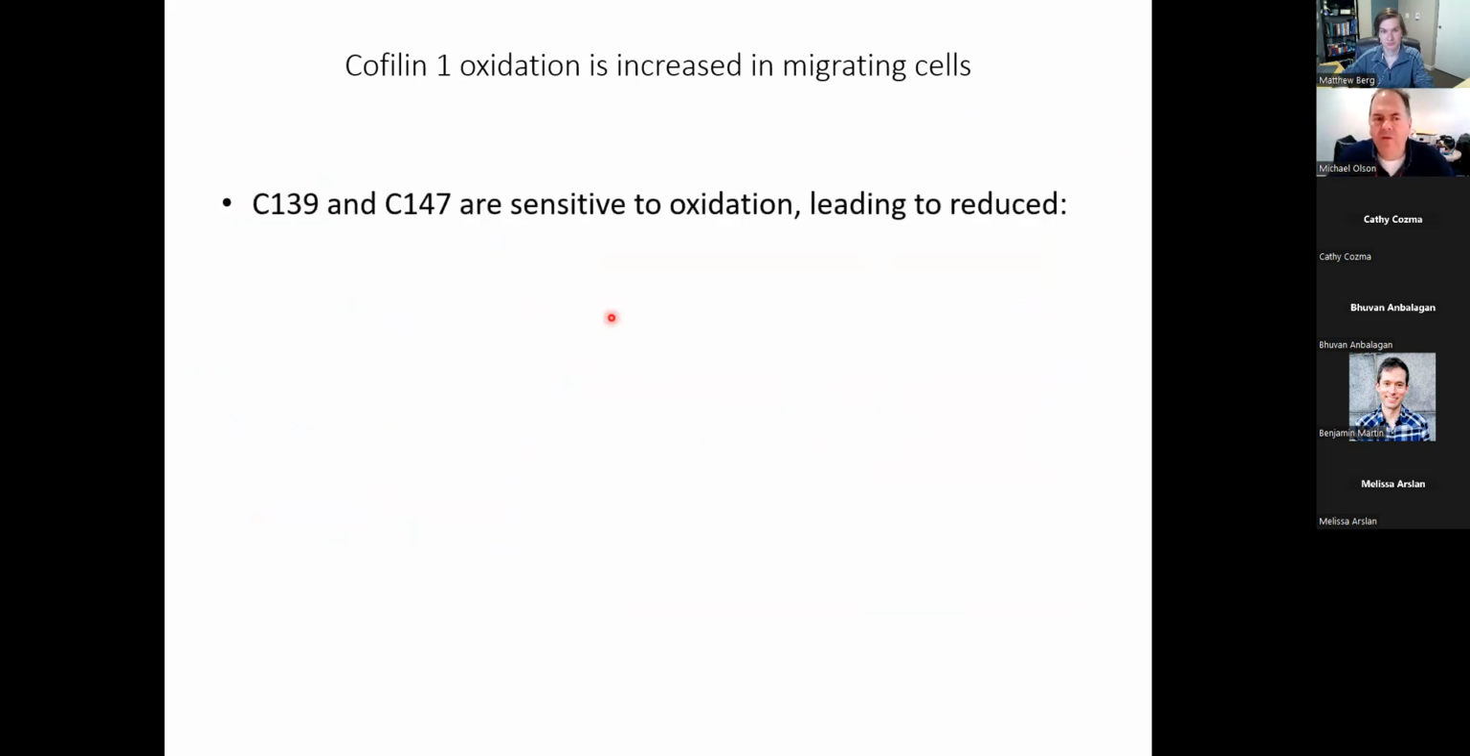And what we found, in fact, was that the 2 cysteines, 139 and 147, were sensitive to oxidation, and this led to reduced binding of globular actin, reduced binding of filamentous actin, and also an inhibition of cofilin's normal activity, which is filamentous actin severing. So because the cofilin gets oxidized, it can't bind F-actin, it can't sever F-actin, and this promotes filamentous actin stabilization.